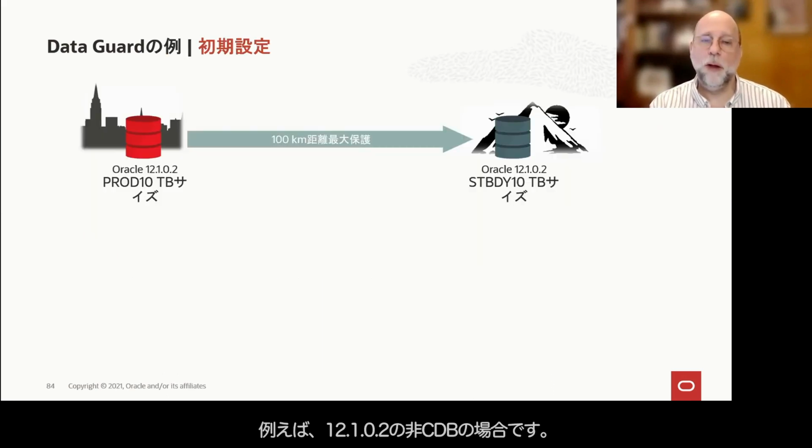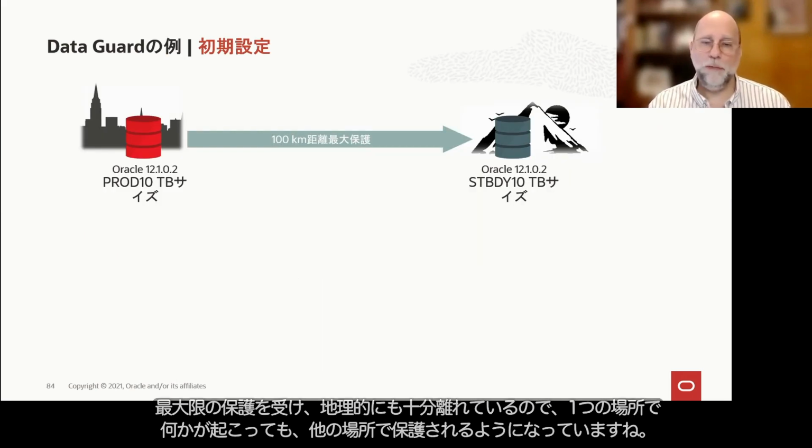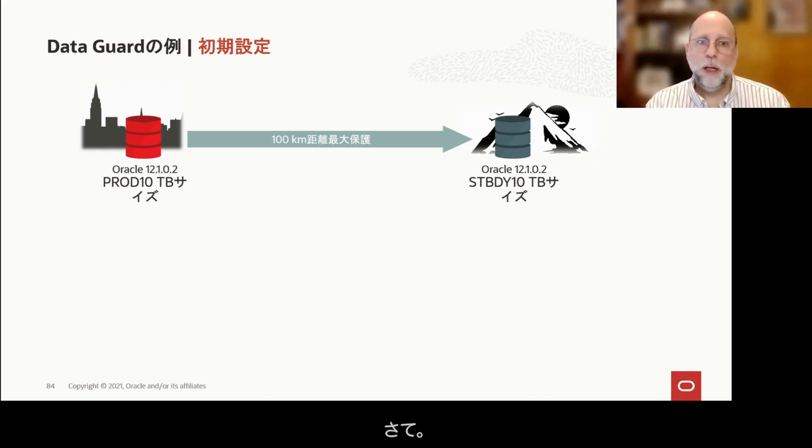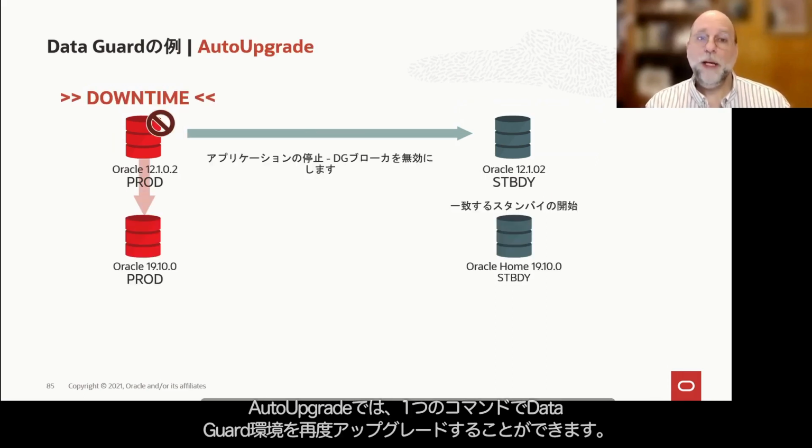So here's the initial setup. Let's just say you have a 12.1.0.2 non-CDB, you've got maximum protection, and you've got a pretty good geographic distance there so that if anything happens in one location, the other location's okay. Well, for AutoUpgrade, we can upgrade your Data Guard environment again with one command.